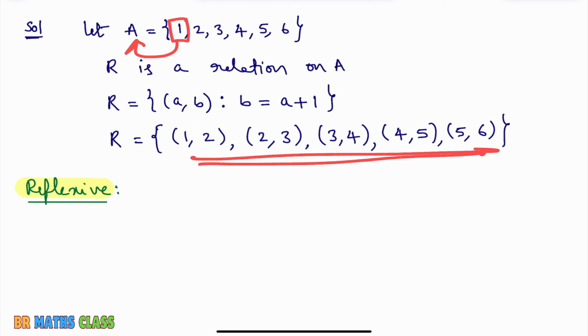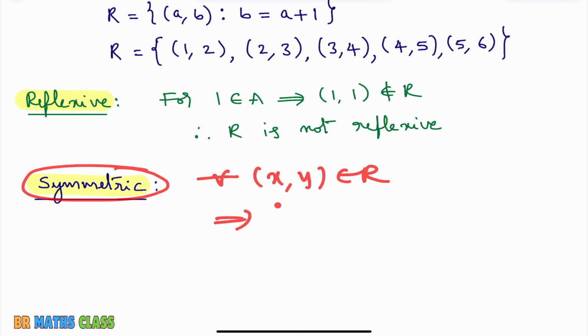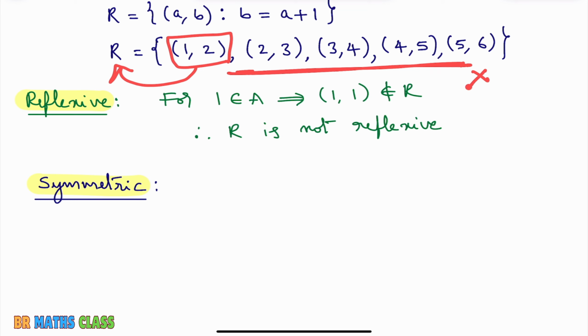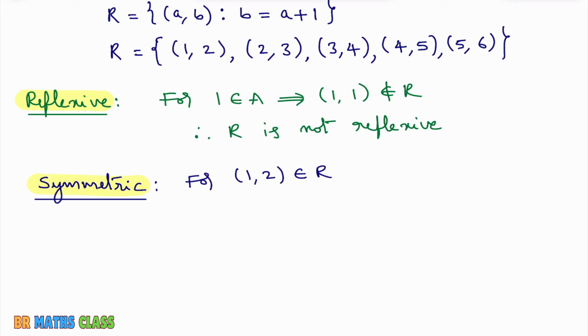Now I'll check the symmetric condition. What is the symmetric condition? For every ordered pair (x, y) in the relation, if (y, x) is also present in the relation, in that case we say that the relation is symmetric. Here this is the relation. Here (1, 2) is in the relation. For (1, 2), is (2, 1) in this relation? No. So here we can conclude that this relation is not symmetric. For (1, 2) in the relation, (2, 1) does not belong to the relation. So I can say that this relation R is not symmetric. So this relation is not reflexive, not symmetric.